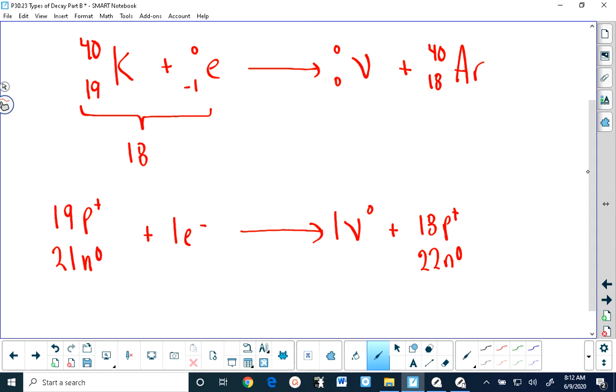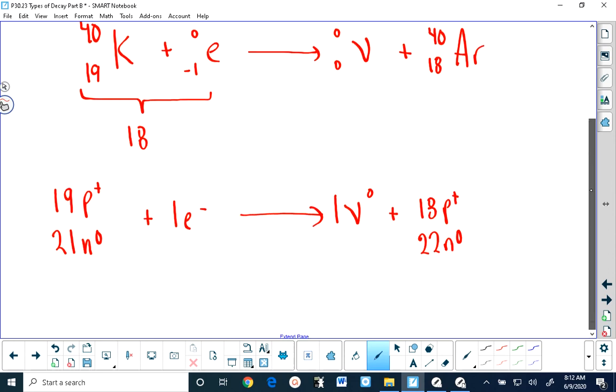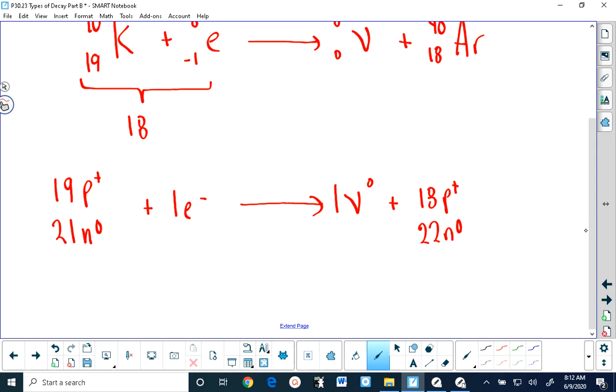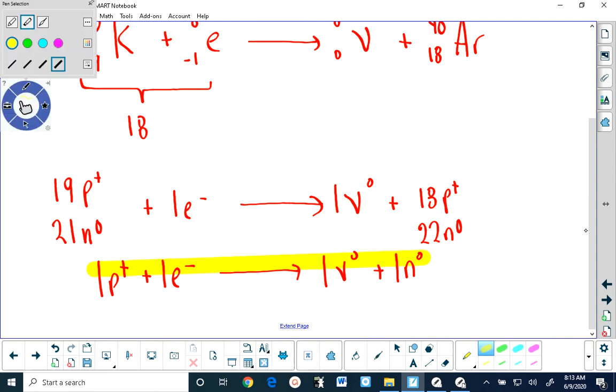Now, when you look at what's happened here, we have lost a proton and gained a neutron. On the left-hand side, you've got 19 protons, and on the right-hand side, you only have 18. So the net change is that one of these 19 protons combined with that electron that was captured, and it produced the neutrino, plus, on the other side, we have an extra neutron, so plus 1 neutron. So this is the net nuclear change that occurs.